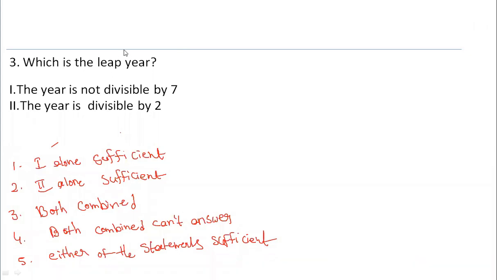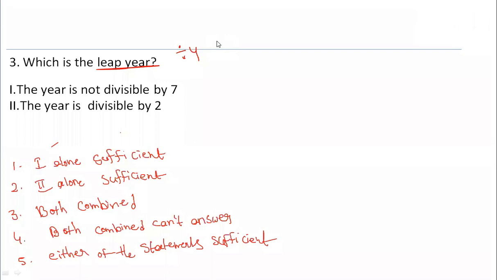What is a leap year? Basically, a leap year is nothing but a year which is divisible by 4. You can say whether it's a leap year or not by checking if the year is divisible by 4. Take the first statement: the year is not divisible by 7. Divisibility by 7 has nothing to do with the leap year concept. The leap year concept follows the divisibility rule of 4.